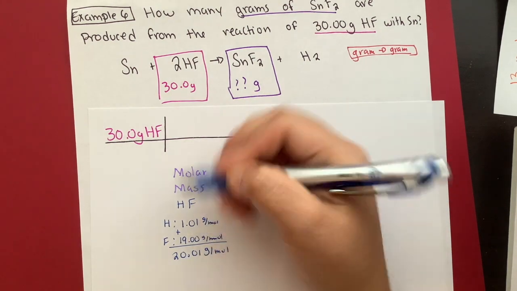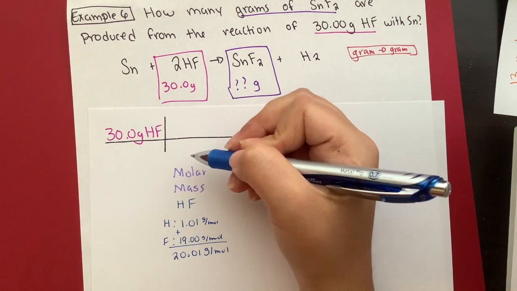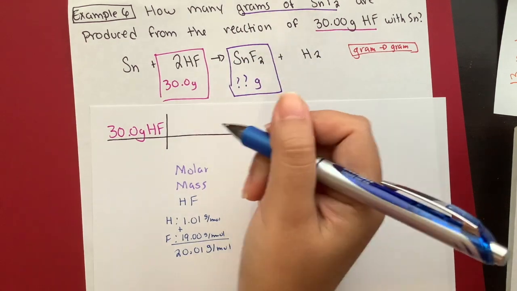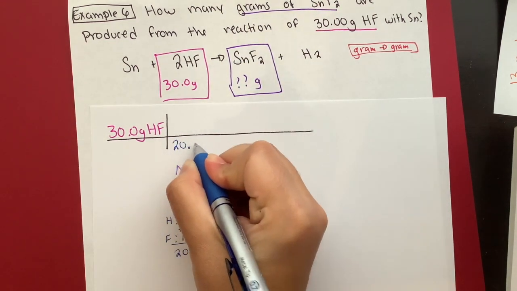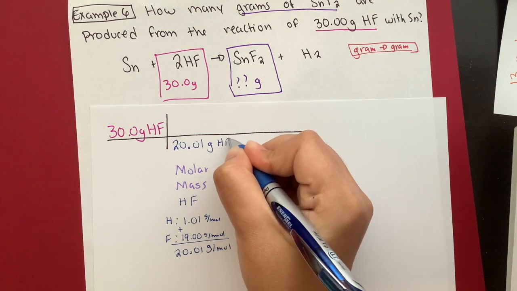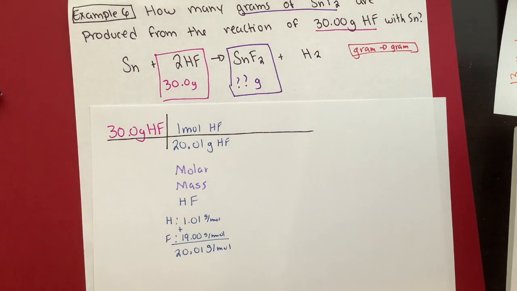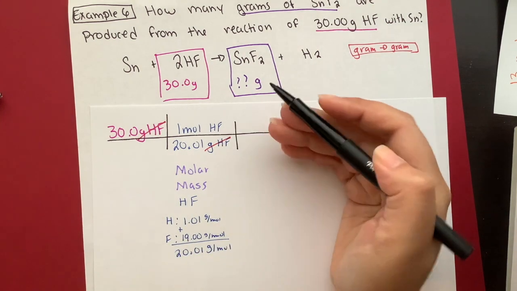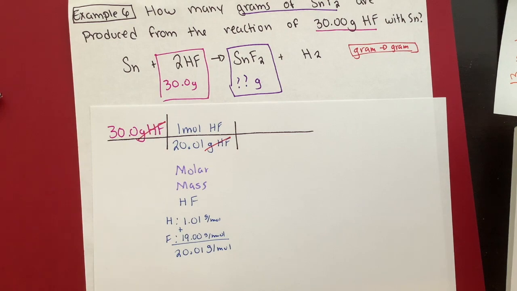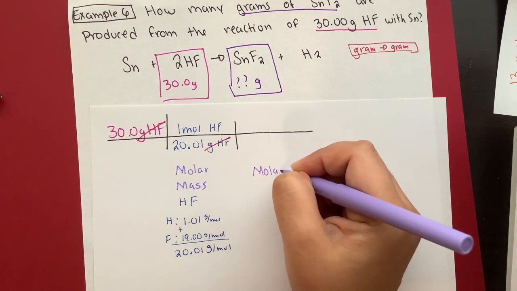So now I'm going to bring this number up here. Do I write it in the top or do I write it in the bottom? That is the question of the century. I'm going to write it in the bottom, because I have 20.01 grams of HF for every 1 mole of HF. I write it in the bottom so that grams of HF and grams cancel each other out, leaving me in moles.